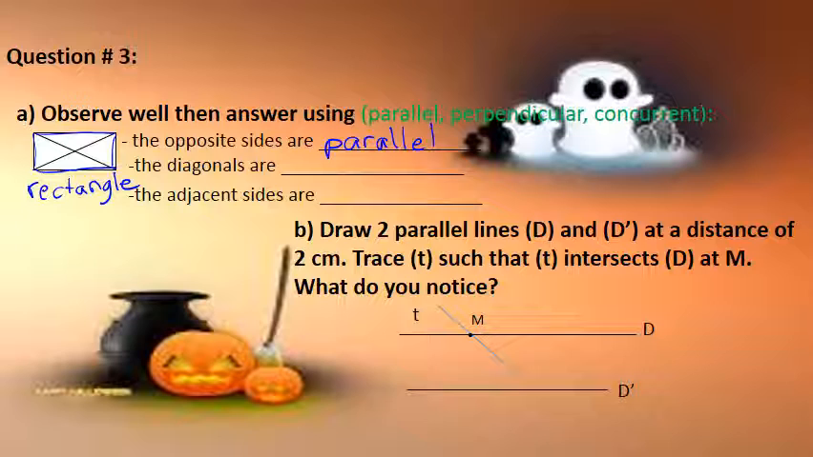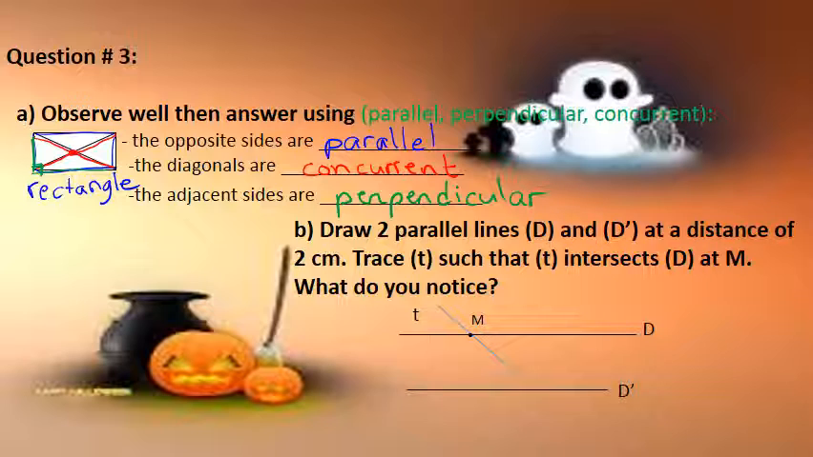The diagonals are, in a rectangle, these are the diagonals. This line and this line are diagonals. We can see that in a rectangle, the diagonals are concurrent. Concurrent means they intersect in a point. The adjacent sides are, let's see, this side and this side are adjacent. So the adjacent sides, because the angle in between is 90 degrees, are perpendicular.